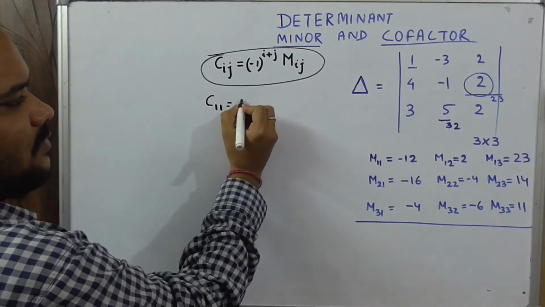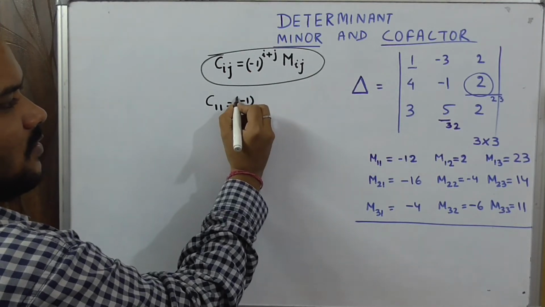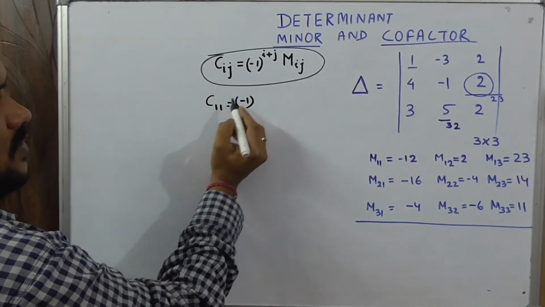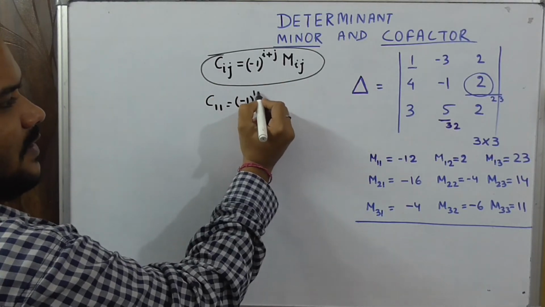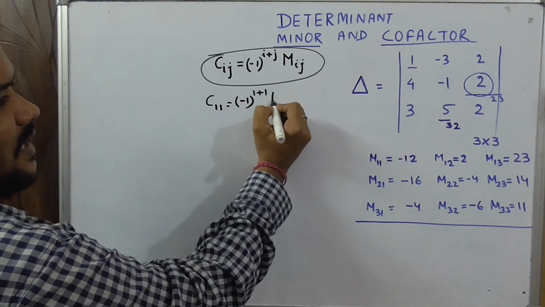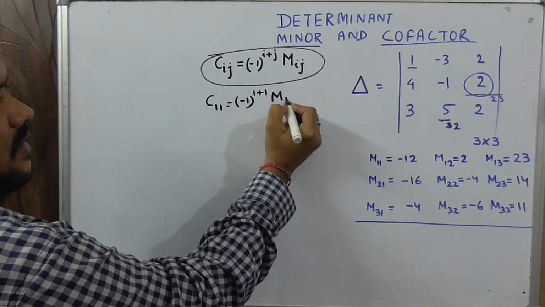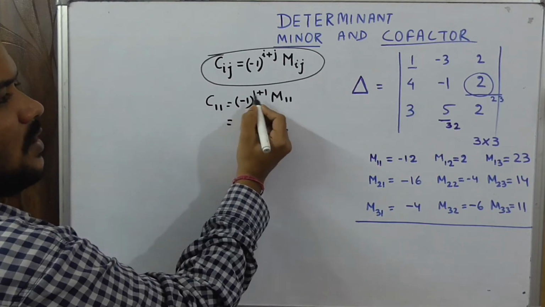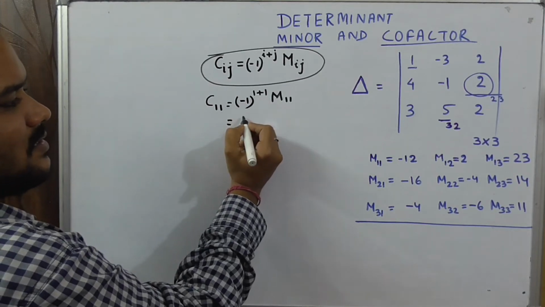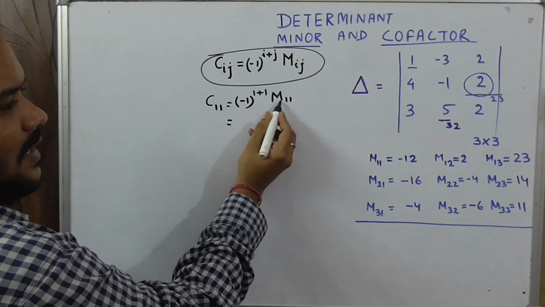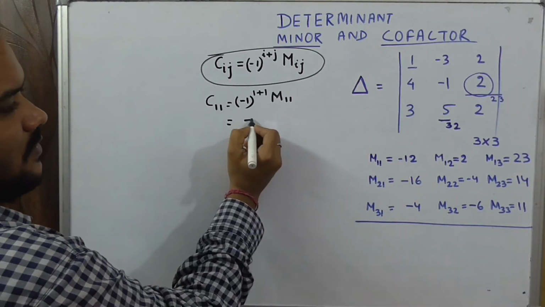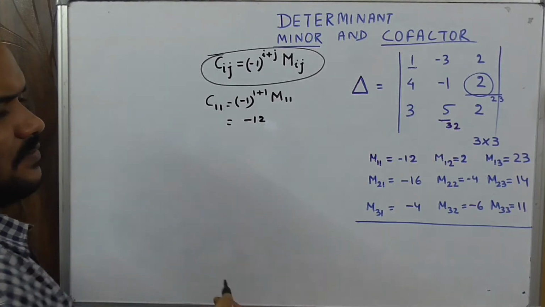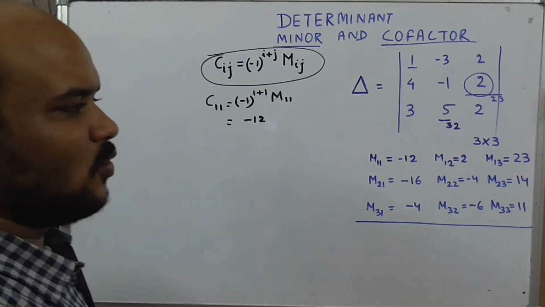So I write -1 whole to the power i plus j. The i value is 1, j value is also 1, so i plus j is 1 plus 1, and we have minor M11. -1 raised to the power 2, -1 to the power even is +1, and M11 is -12. So the cofactor value at this position is -12. This is how I find cofactor.